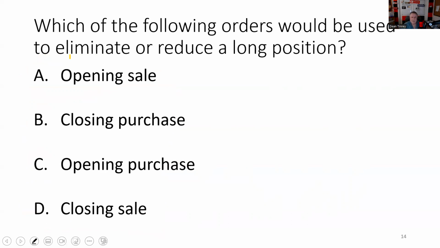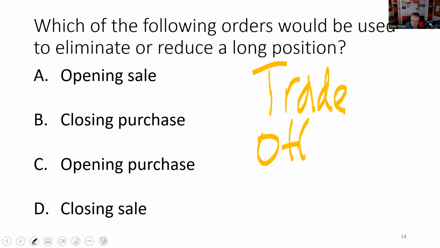Which would be used to eliminate or reduce a long position? So, I'm either long a call or long a put, and now what I want to do is trade or offset. That's one of many things I can do with my option. I can trade or offset. And if I did an opening position, that means I'm going to do a closing position. And it says I'm going to eliminate or reduce a long position.